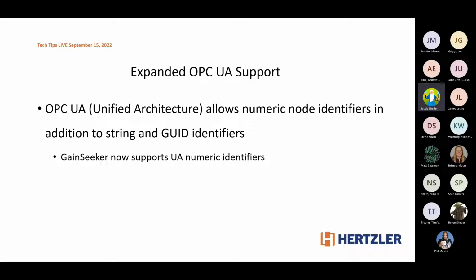The next item is expanded OPC unified architecture support. The OPC Foundation expanded the types of nodes you can define for OPC UA, or unified architecture. In addition to string and GUID identifiers, which are globally unique identifiers, GainSeeker already supported string and GUID identifiers for OPC UA, but did not support numeric nodes. So if you have an OPC server that has numeric nodes, you can now read from them starting in GainSeeker 9.5.